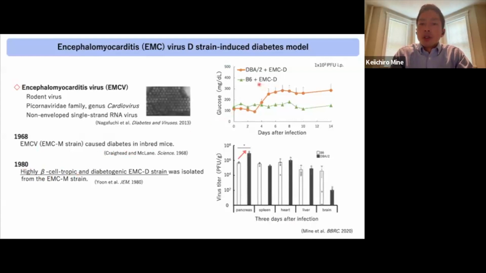EMCD virus could induce diabetes in some strains of inbred mice, such as DBH mice, within 5 days after infection, but not in Black 6 mice. This virus rapidly replicates in the pancreas of susceptible strains of mice within 3 days after infection, suggesting that early time point after infection is important for the development of EMCD virus-induced diabetes.